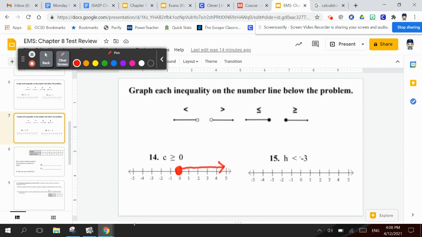And number 15, h is less than negative 3. I find negative 3 on my number line. I put a circle around it. Is there a line underneath? No. So it's an open circle. All numbers less than negative 3, that would be pointing to the left.